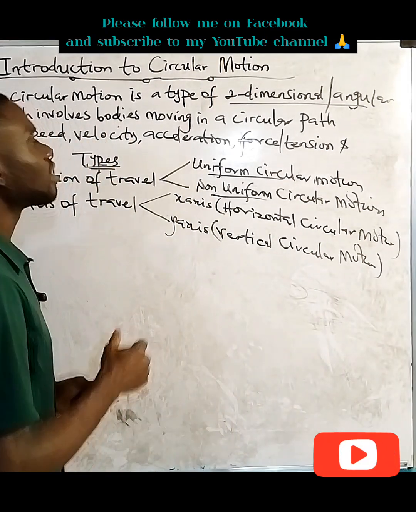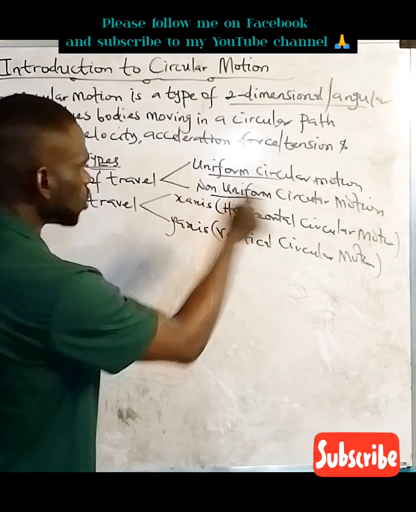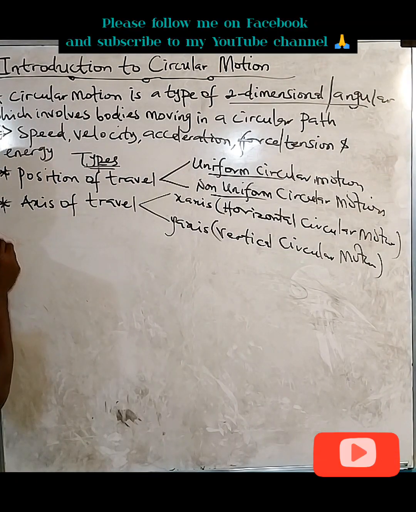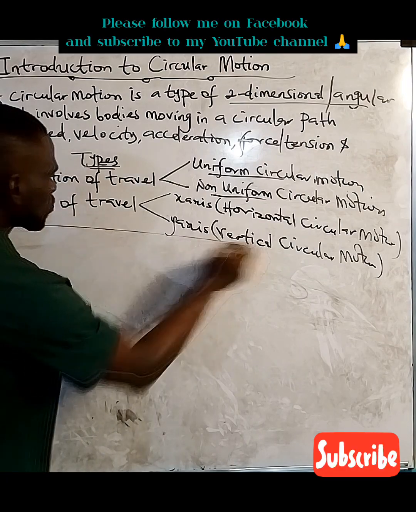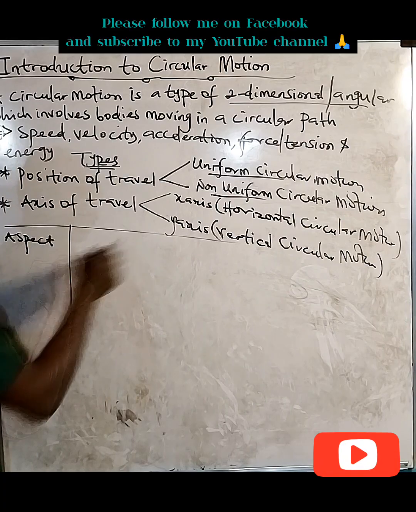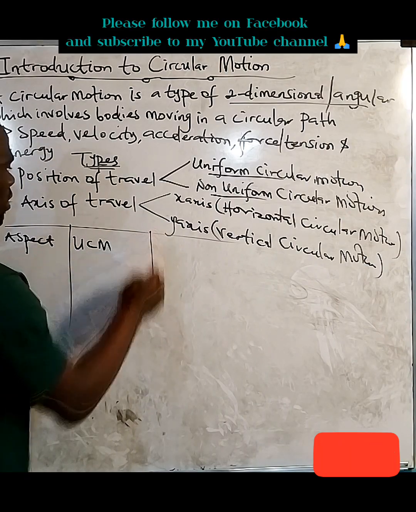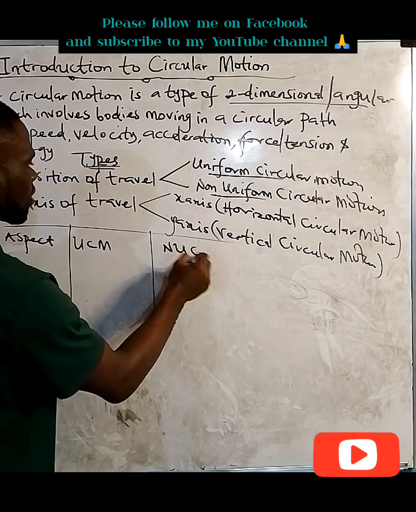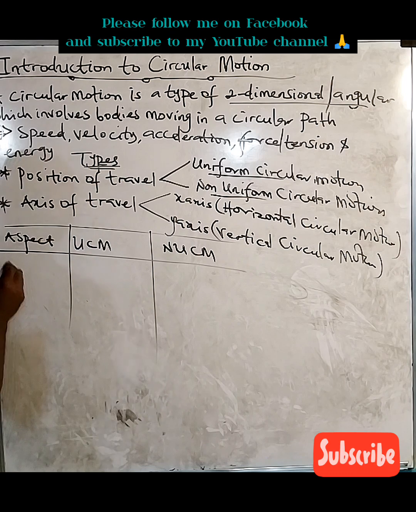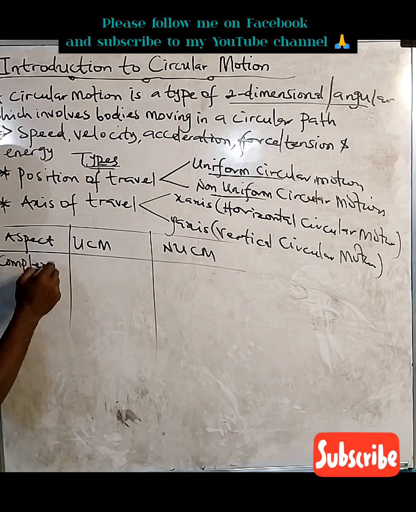So quickly, let's see the major differences between the uniform circular motion and the non-uniform circular motion. Let's look at different aspects. The first aspect we have: the uniform circular motion, UCM, and the non-uniform circular motion, NUCM. Number one, based on complexity, let's discuss complexity first.